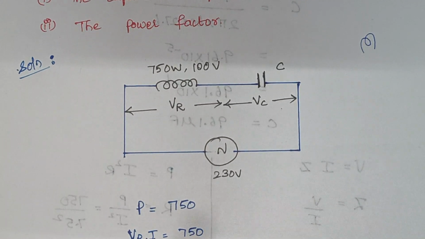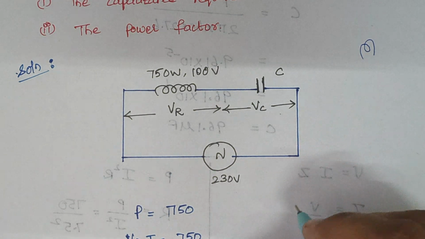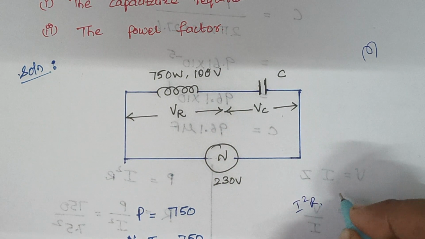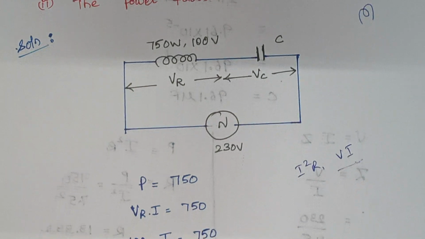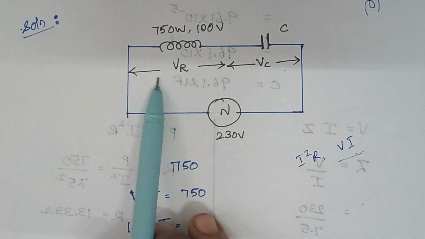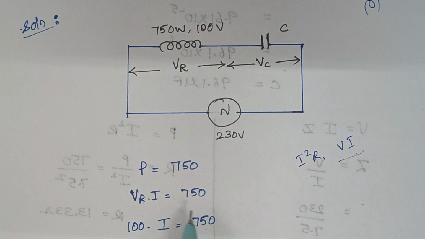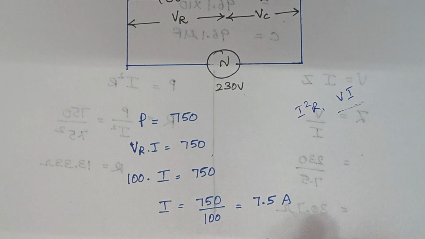So power is 750 watts. What is the formula for power? You can write power as I square R or V into I. Here V is given, we know the power, so we can easily calculate I. We are using this formula: power across this lamp is VR into I, which is 750, therefore I is nothing but 7.5 amps.